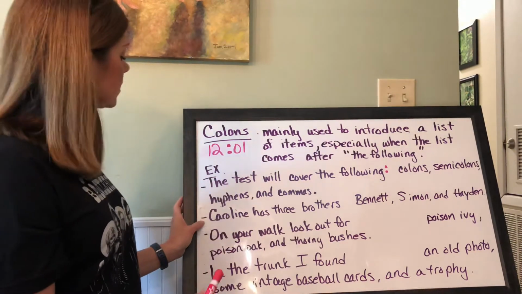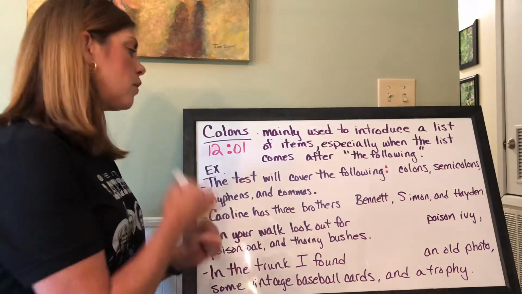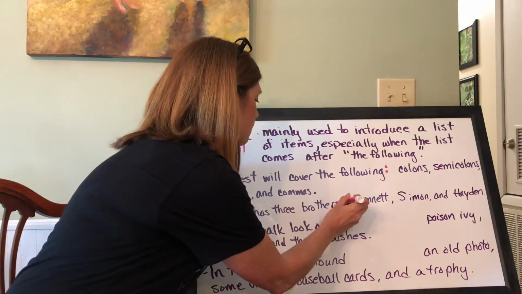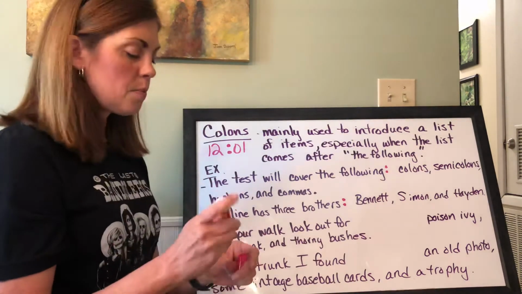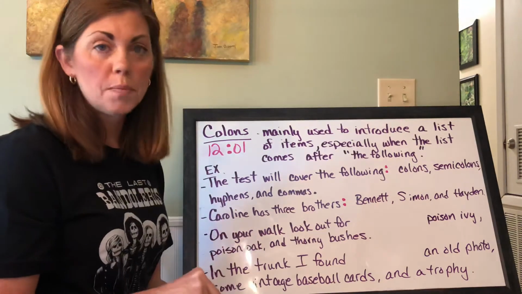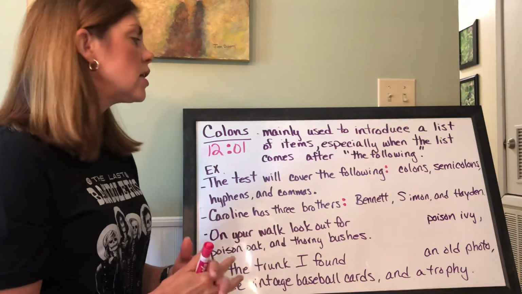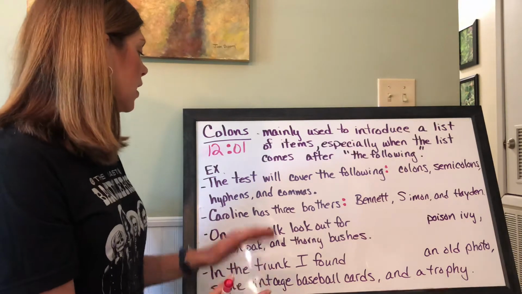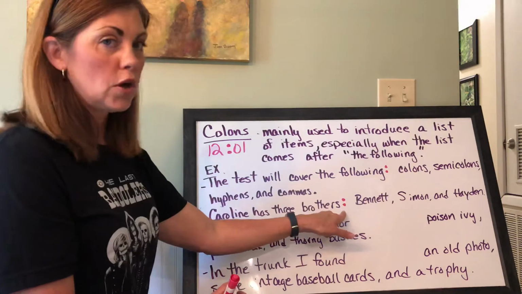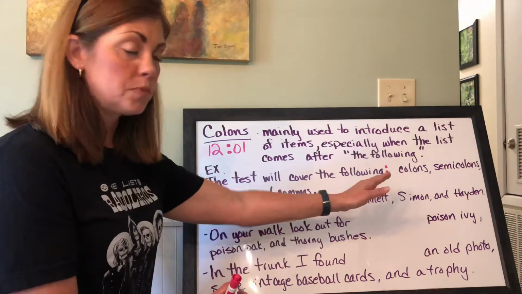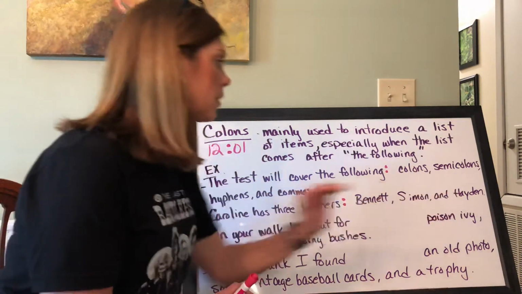All right, look at the next sentence. Caroline has 3 brothers: Bennett, Simon, and Hayden. So your colon would go here. Now, it's important to note that you never put a colon between the verb and the complement, like the direct object or the predicate nominative or an indirect object. So if we said Caroline's 3 brothers are Bennett, Simon, and Hayden, you wouldn't use a colon because you'd have a verb and then the object. So you have to make sure that it kind of stops and then you're just adding your list.